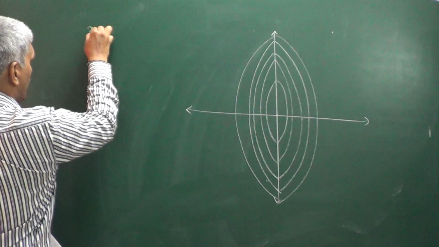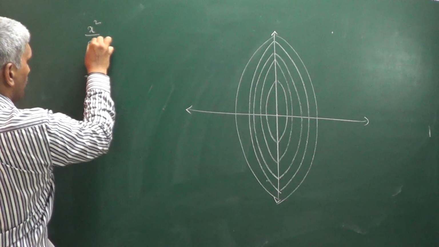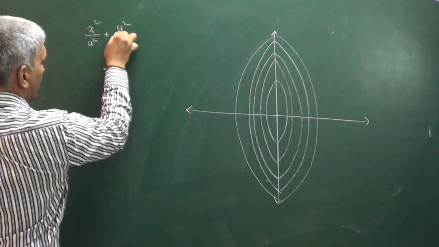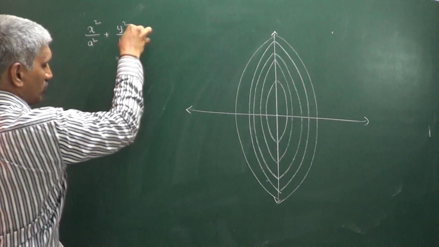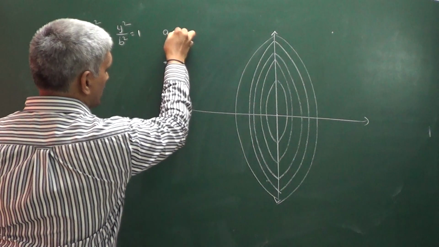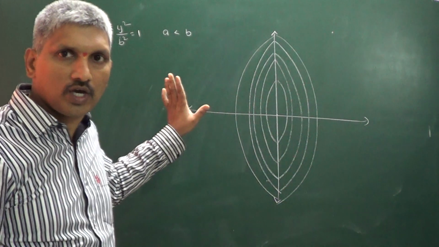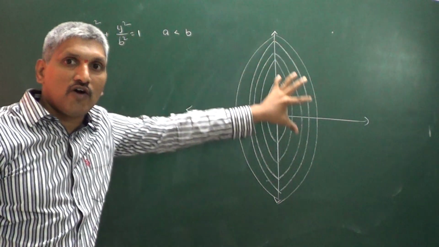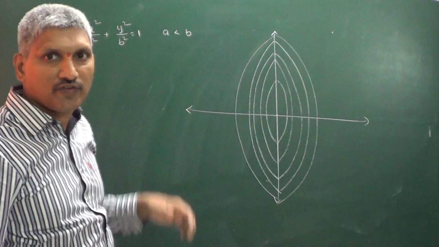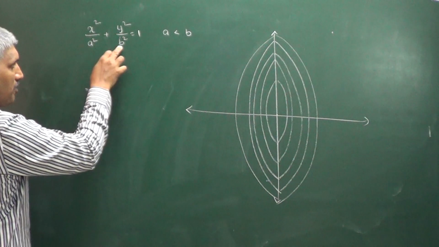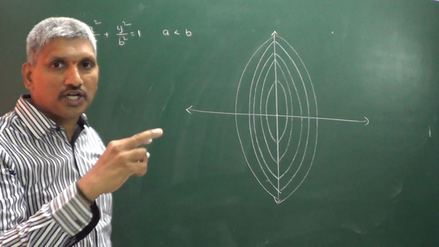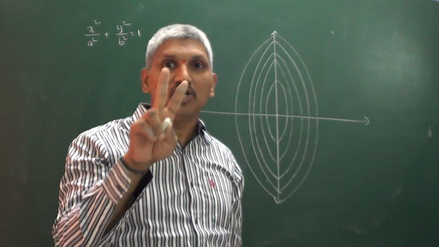Observe here, x square divided by a square plus y square divided by b square is equal to 1, where a is less than b. That we have to write. Okay. So for this family of ellipses, I am going to find the differential equation. Now how many arbitrary constants are there? 2 constants are there. We have to differentiate it 2 times.